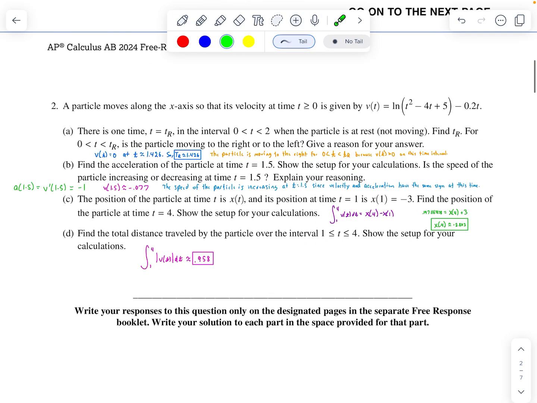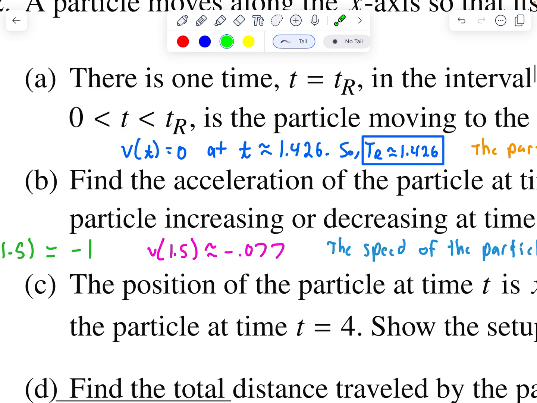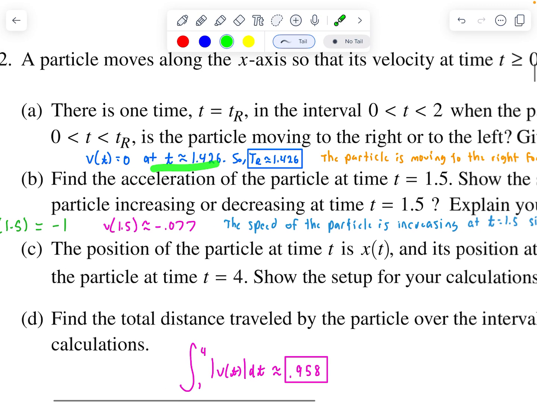All right, on number 2, we have a particle with a given velocity. There's one time when the particle is at rest. Find that time. You can just graph it. I would indicate that you are searching for when v of t equals 0, so indicate that knowledge. And then I just said what the time was.